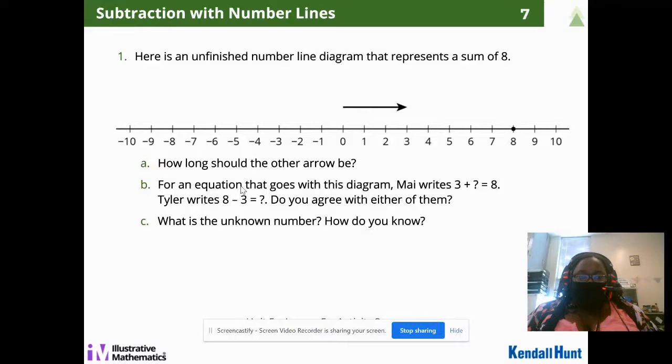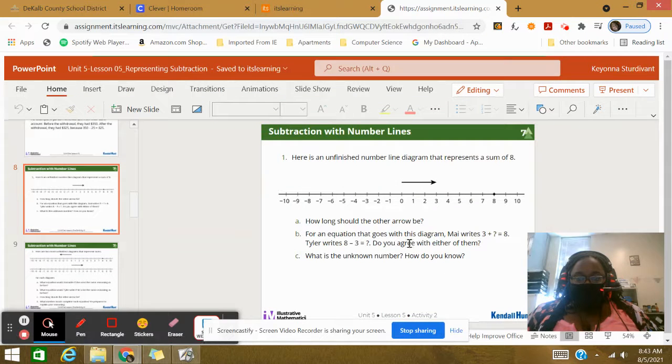Okay. Next one says one equation that goes with this diagram. Mia writes 3 plus a question mark is equal to 8. Tyler writes 8 minus 3 is equal to question mark. Do you agree with either? So the next one is asking which one you agree with, whether it's Mia or Tyler. So pick one and state why you agree with them. And then it's asking what is the unknown number and how do you know? So go ahead and solve for those question marks for Mia as well as Tyler, and that's how you will complete this one.